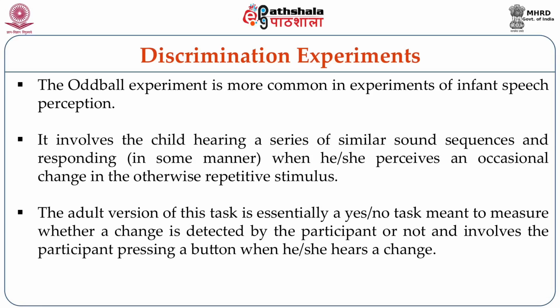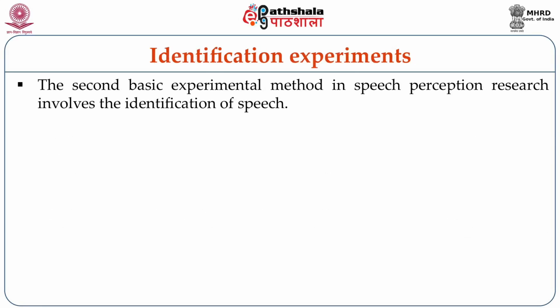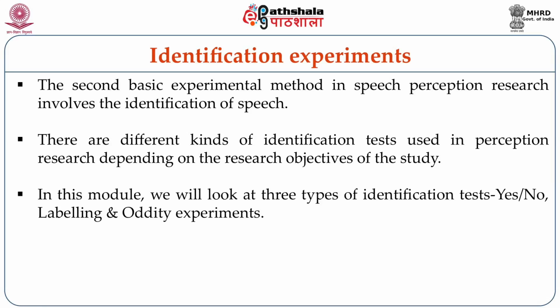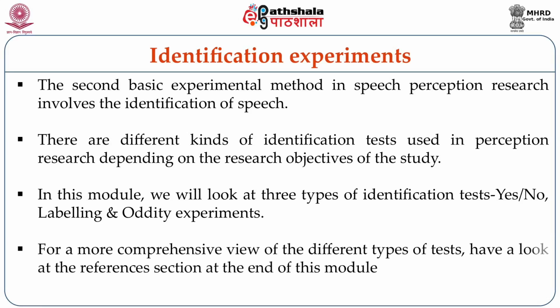We will now look at identification experiments, which is the second basic type of experimental method that is used in speech perception research. There are different kinds of identification tests used in perception research depending on the research objectives of the study. In this module, we will look at three types of identification tests: yes or no, labeling, and oddity experiments. For a more comprehensive view of the different type of tests, have a look at the references section at the end of this module.